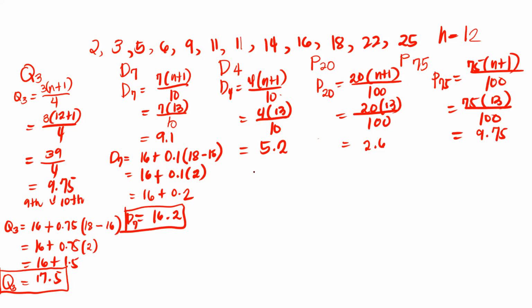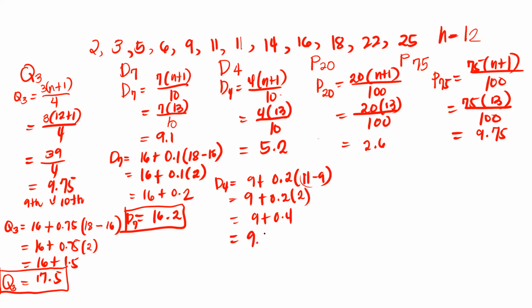So, dito muna tayo, no? We have 5.2. So that is D sub 4 is equal to the 5th and 6th. Pagitan nila. So, ano yung 5th? 1, 2, 3, 4, 5. So that's 9. Plus 0.2 times 11 minus 9. 9 plus 0.2 times difference nila, which is 2. So we have 9 plus 0.4. Okay. Now we have 9.4. That's our D sub 4.